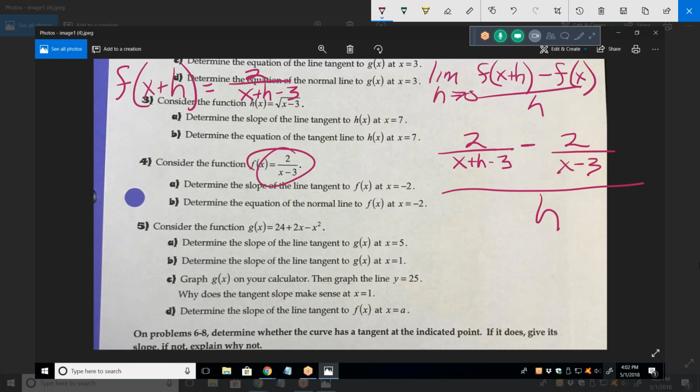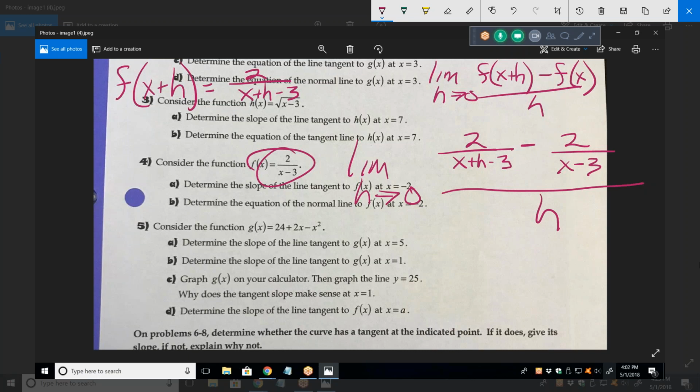This is the limit problem we need to solve. This will always give us our derivative function, and then we can go from there. In other words, they want to know what the slope is at minus 2. Once we have our derivative function, we'll plug in minus 2 for x and we'll have our answer.